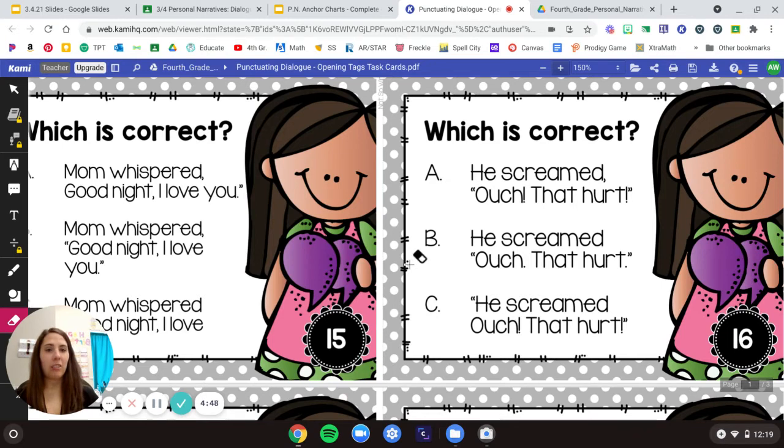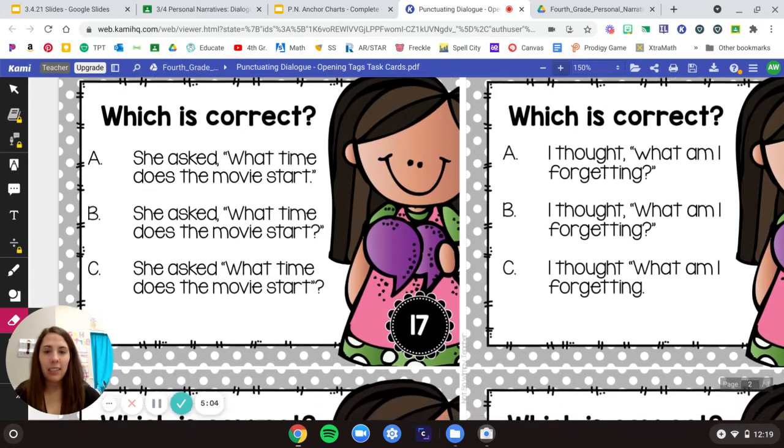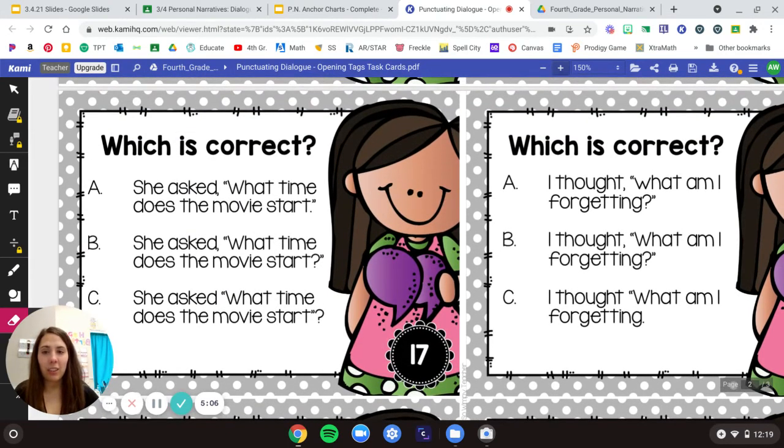16. The correct answer is A again. C has them in the wrong spots. Our quotes are in the wrong spots. And B is missing a comma, and it doesn't have the best punctuation. 17. The correct answer is B, and we have our comma, and our question mark is inside our quotes.